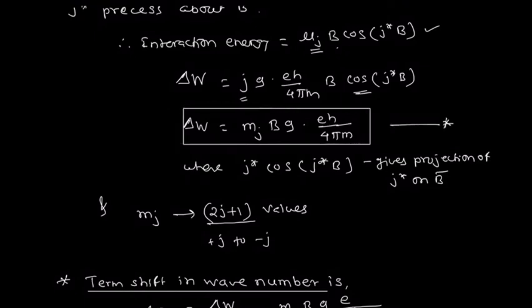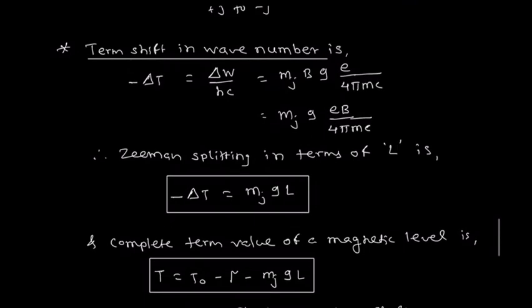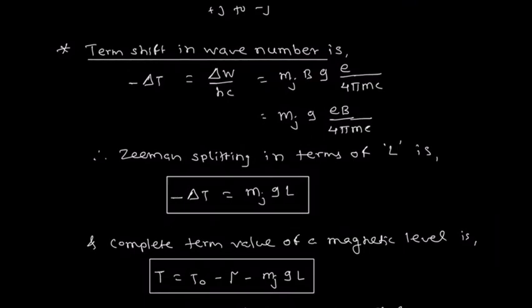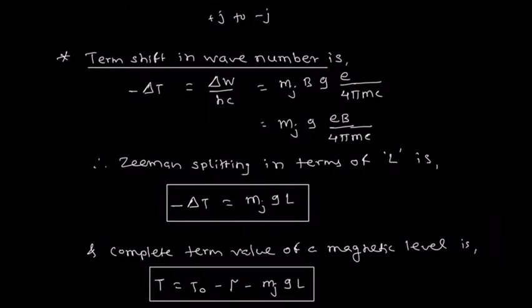That relation we use for calculation of the next term, that is the term shift in wave number. According to the standard relation, term shift in wave number minus delta t equal to interaction energy, change in magnetic interaction energy, that is delta W, that term we calculate earlier, divided by Hc, and we simplify the term mj b g E divided by 4 pi m c. In that case, E into B divided by 4 pi m into c.